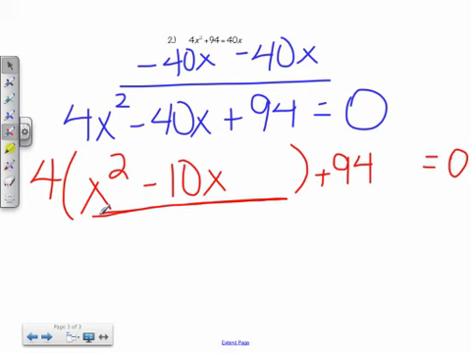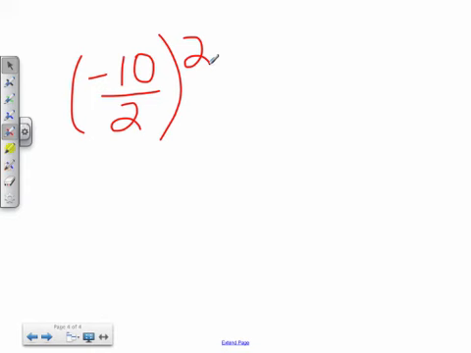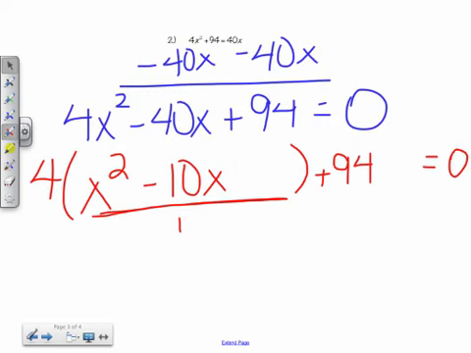So I'm going to take my b value right here, which is -10, and I'm going to cut it in half, and then I'm going to square it. So I'm going to take -10, divide it by 2, square that, so I end up getting (-5) squared. Do not forget to have your parentheses, since that -5 is being squared. It's a negative number, so you always need to have parentheses around it. So I get positive 25. So this number that I'm going to add inside of here is a positive 25.